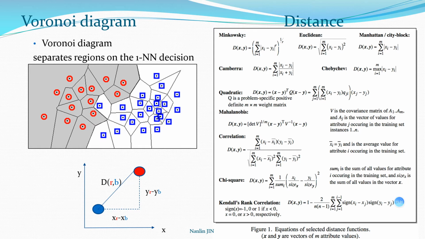So we use this Voronoi method to define the region of the dots. You can see, just like a country map, different countries have their borders. So each region has borders.